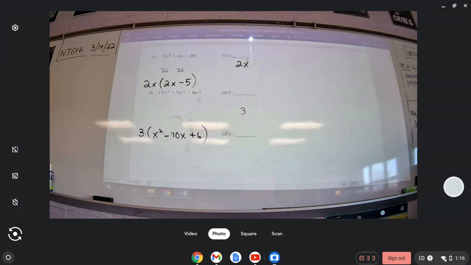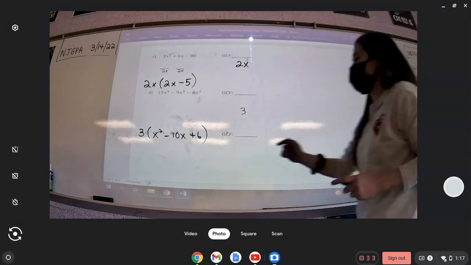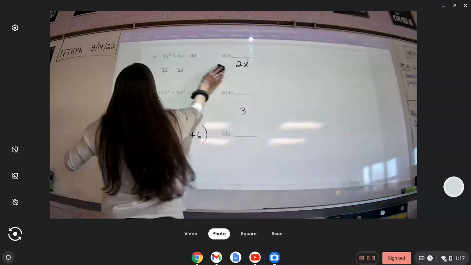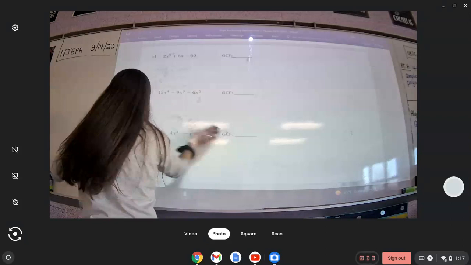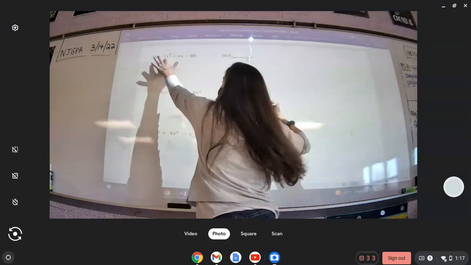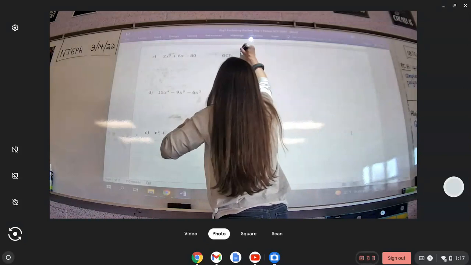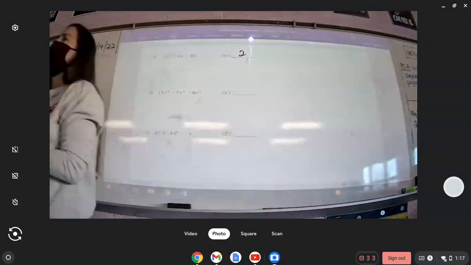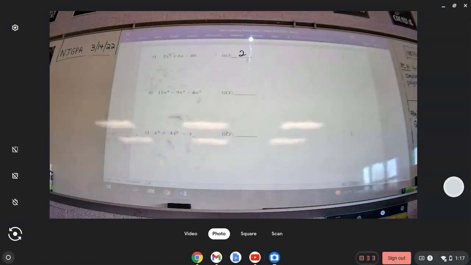What is the greatest common factor of these 3 terms? It's just 2, right? They don't all have a variable, so they couldn't possibly have a variable in common. And the greatest common factor of 2, 6, and 80 is 2. So guys, don't be alarmed if you're like, it's the greatest common factor, but it's just this little 2. Just because it's the greatest common factor doesn't mean it has to be a huge number. You got that? All right.